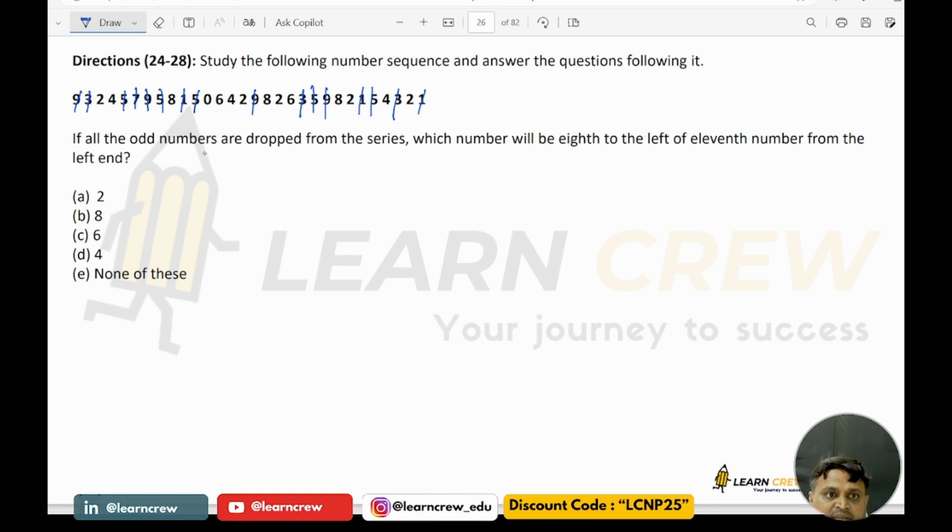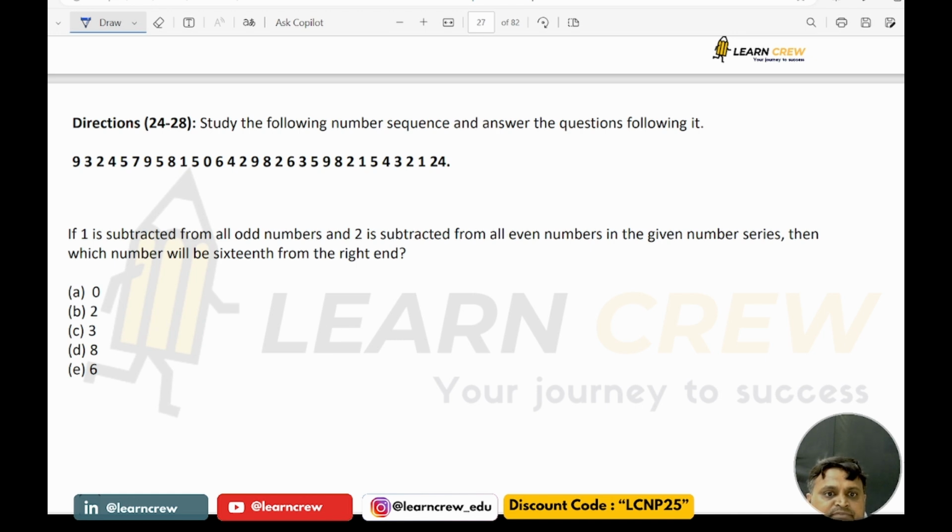From the left hand, you need to check for 1, 2, 3, third one. 8th to the left of the 11th means 11 minus 8. You need to check for only third number from left. Third number from left is 2, 4, 8. So the answer is 8 here. Option B is correct. Next.